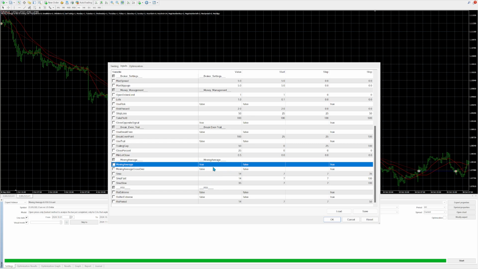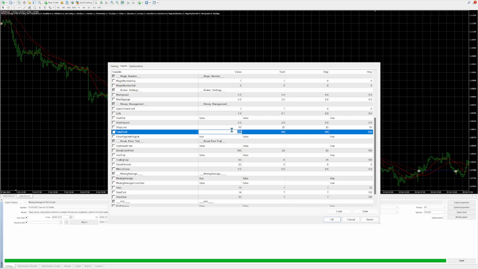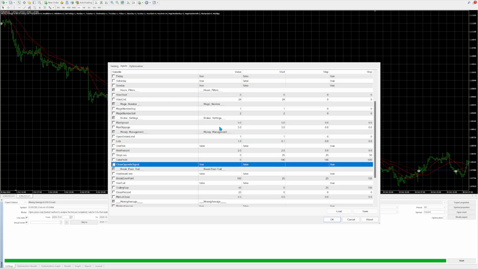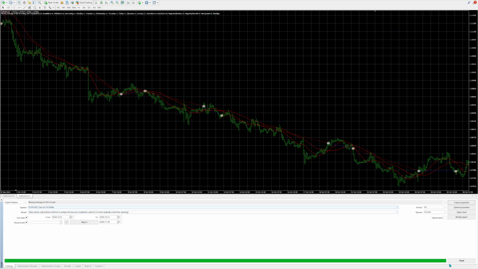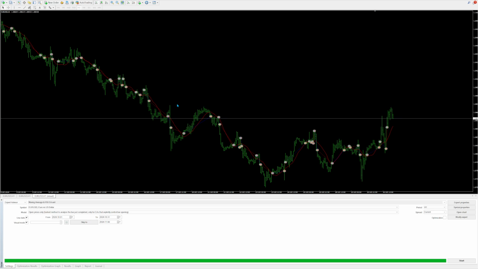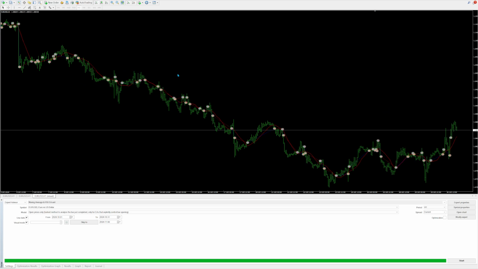So if we have the moving average one set to true, I won't use a stop loss and take profit just for the purpose of this video, and I'll keep close opposite signal set to true. This will just show you exactly what the EA does. If we run it with the moving average selected, you can see here that the EA is just buying and selling when the price crosses above or below the moving average.